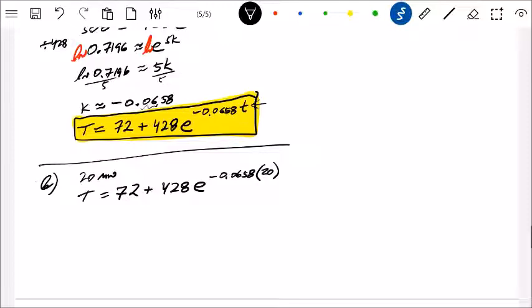And then you calculate that out using the calculator, doing, of course, the exponent first, then e raised to that power, then multiplying it, then adding to it. Looks like 1, 2, use e, 3, multiply here, and then 4, add down there. When you do that, you get that the temperature is approximately 187 degrees at 20 minutes.